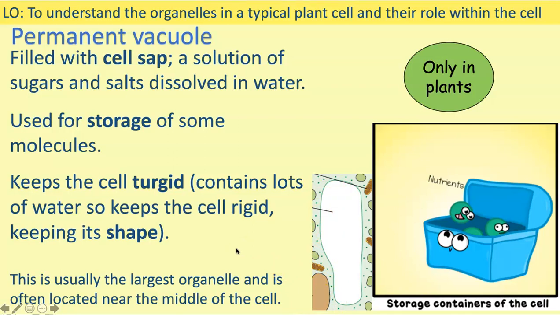The permanent vacuole is filled with a solution called cell sap, and it's just a solution of sugars and salts dissolved in water. It's used for storage of some molecules, so some of those molecules are nutrients that the plant needs. The permanent vacuole also keeps the cell turgid, and what we mean by that is the permanent vacuole contains lots of water, so it keeps the cell rigid. It sort of puffs it out, and it keeps the shape of the cell.